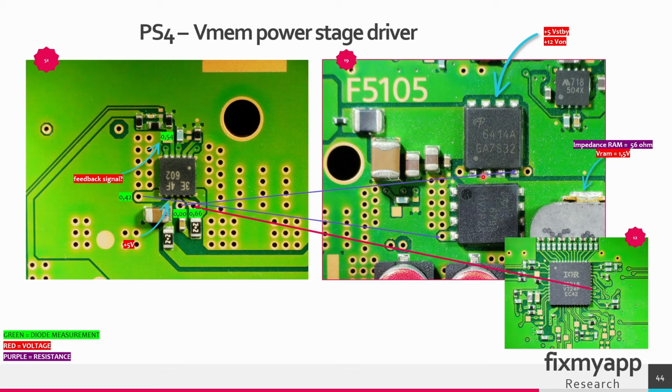When these MOSFETs are switching, it will generate a RAM voltage of 1.5 volt that is needed for the random access memory, and the impedance of these RAMs is 56 ohms. Also, the power supply input to this high side MOSFET comes from the 5 volt standby, and when you turn on your console it will come from the 12 volt.